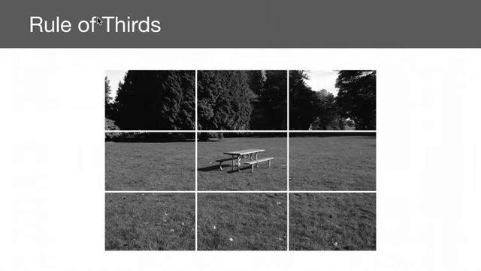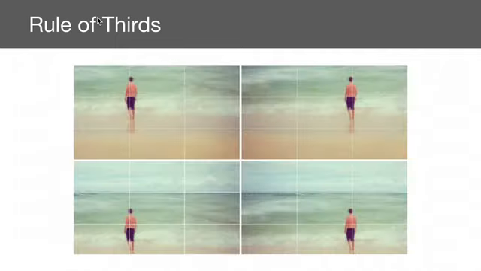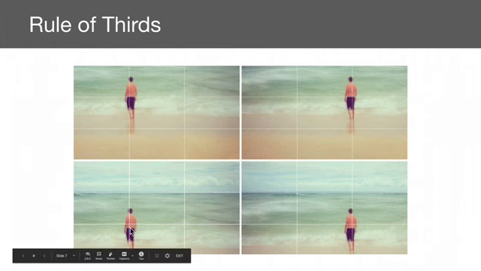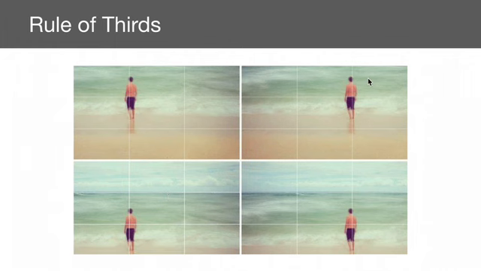Now, there's 2 ways to use the rule of thirds. One way is to put the subject at the intersection of a grid line, like this one here. This is the grid line for the upper left. Here's the one for the upper right, the lower right, and the lower left. Now, that's the primary way to use it, is to put it on the intersection.